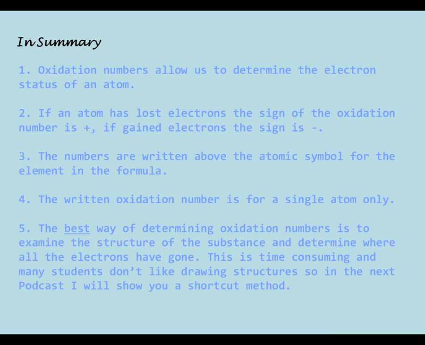The best way of determining the oxidation numbers is to examine the structure of the substance. So you would need to draw the structural formula, and then having done that, you can determine where the electrons have gone. And in each case, they'll move towards the more electronegative of the 2 elements that are involved in bonding. Now this is time consuming, and many students don't like drawing structural formulae.